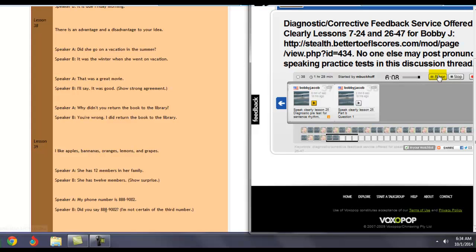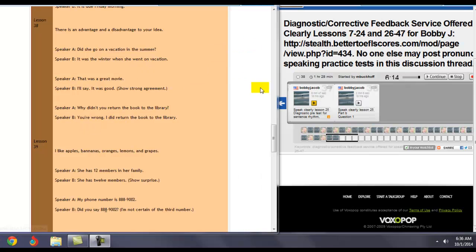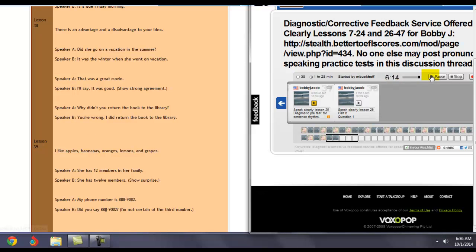Why didn't you return the book to the library? You are wrong. I did return the book to the library. Pretty good, but you want to make this word not just louder, but higher pitched. So you'll say, you're wrong. I did return the book to the library. I did return the book to the library. Okay, let's go to the next one.